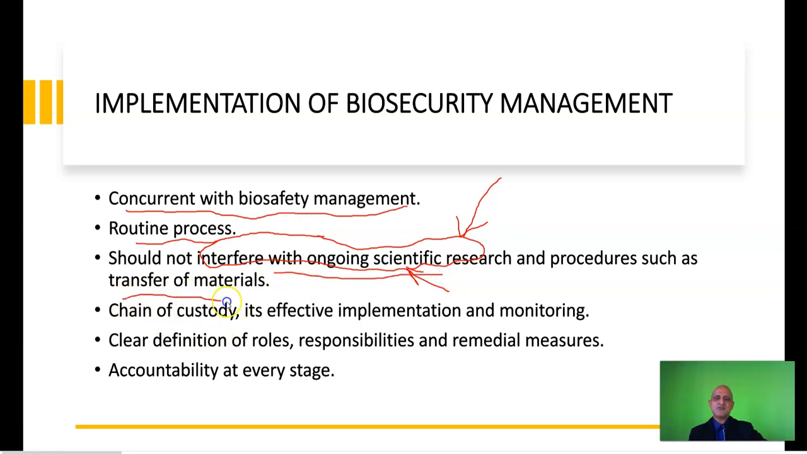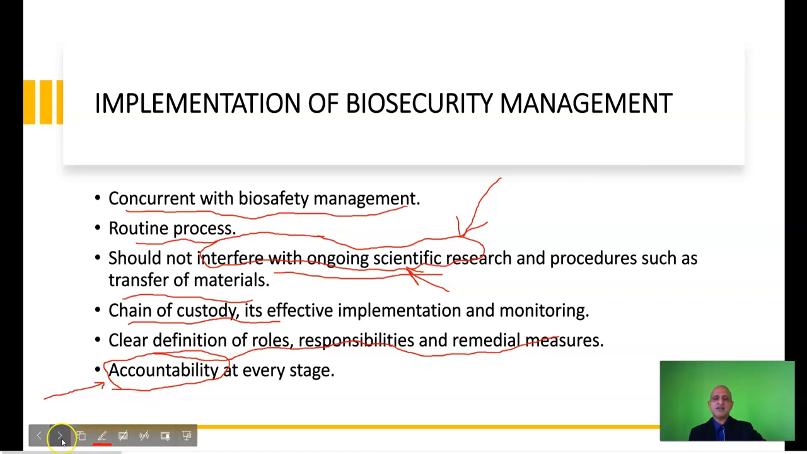And transfer of material as well. Materials can be transferred within labs using the proper biosecurity or biosafety protocols. And what one needs to do is maintain the chain of custody, a written chain of custody with documentation, a clear definition of roles, responsibilities, and remedial measures in the case of a breach of containment. And the key aspect is accountability. And this accountability comes in terms of both personal integrity as well as in terms of the documentation to track the process of manipulation of a biological agent.